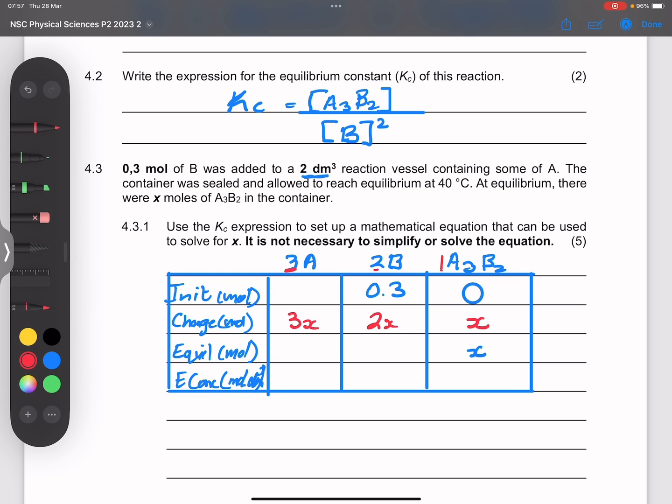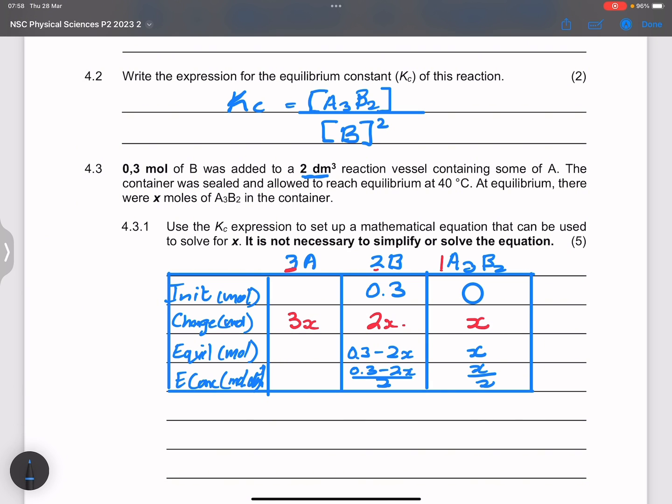So I started with 0.3. I used 2X. How much do I have at the end? I would have 0.3 minus 2X. Remember, that's our reactant, right? And then equilibrium. Remember now, what do I have? That would be 0.3 minus 2X, right? Divided by, that's the concentration. So it's number of moles divided by the volume. So that would be divided by 2. And here you would have X over 2. That's the amount of A3B2, right? All right, so this one cannot be quantified in terms of concentration, okay?